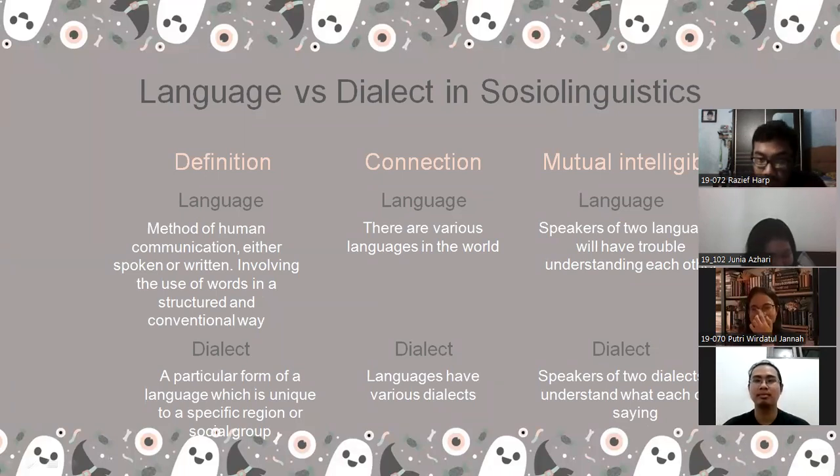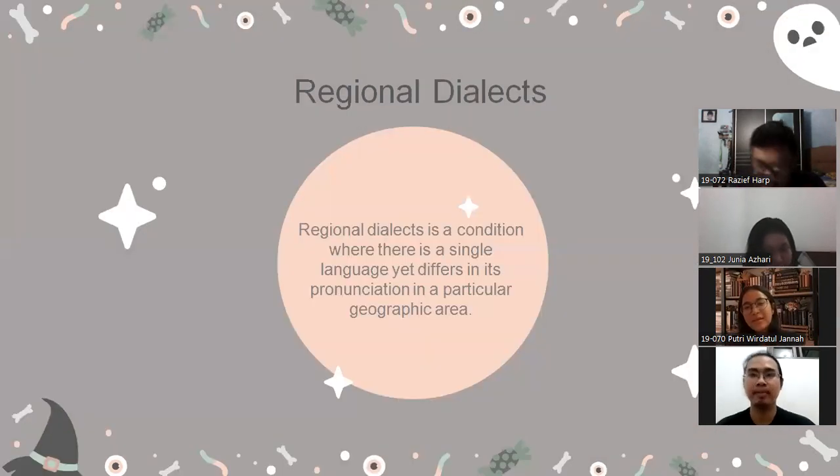Okay, thank you, Wirda. Next, we have our second topic. It's about regional dialects. This topic is going to be explained by Ahmad Razif. Razif, time is yours. Thank you for the time. So, regional dialects are a condition where there is a single language, but there is a different way to pronounce the language in the particular place where the language is spoken.